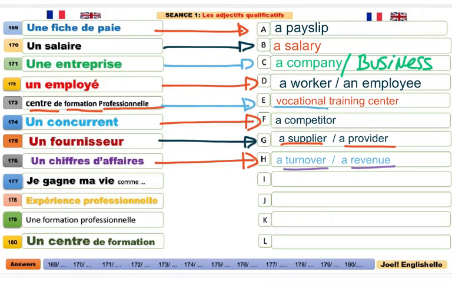Turnover, chiffre d'affaires. Je gagne ma vie comme apprenti, par exemple, ou comme formateur. I earn my living as a trainer. I earn my living as a teacher, for instance.